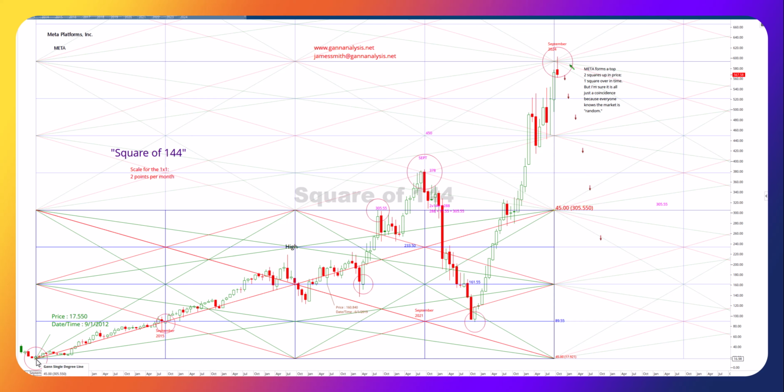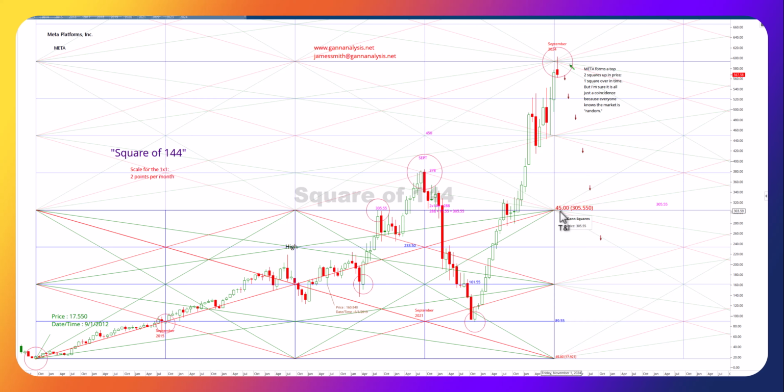17.55 was the low. And we add 288 points because for the 1 by 1, we're using a price unit of 2 points per month. What that means is the slope of this line is going to rise by 2 points every month. And if you add 288 points, because remember our square of 144 would be 2 times 144 because we're using a scale of 2 points for the 1 by 1.